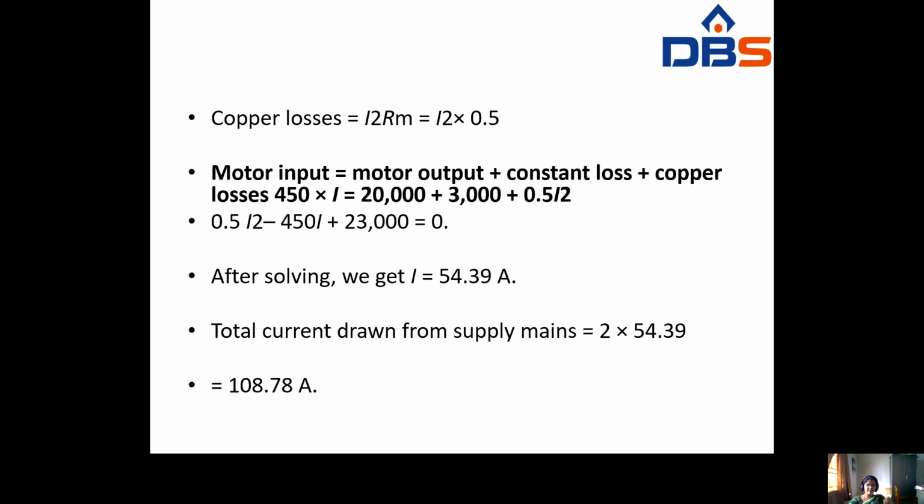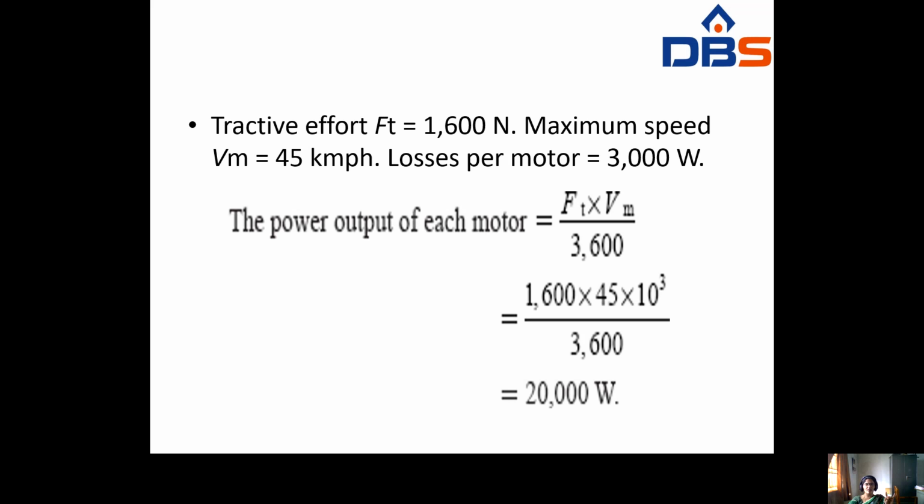Whenever you solve this equation, you can get the I value as 54.39 amperes. And the total current drawn from the supply mains: 2 into 54.39. At that time finally you can get 108.778 amperes. Okay, so this is the current drawn by each motor.